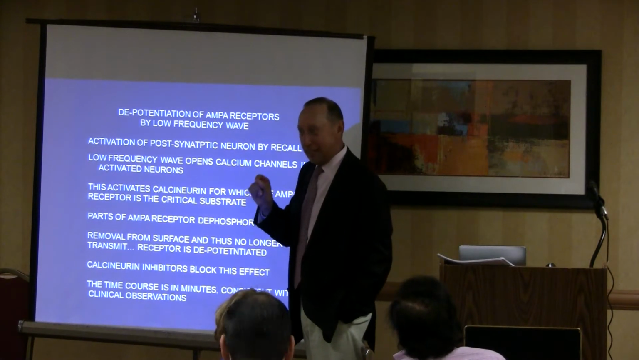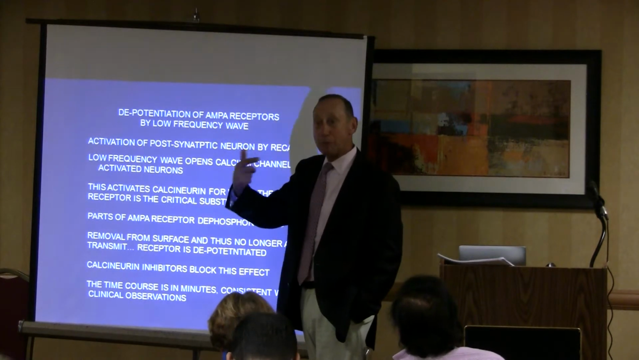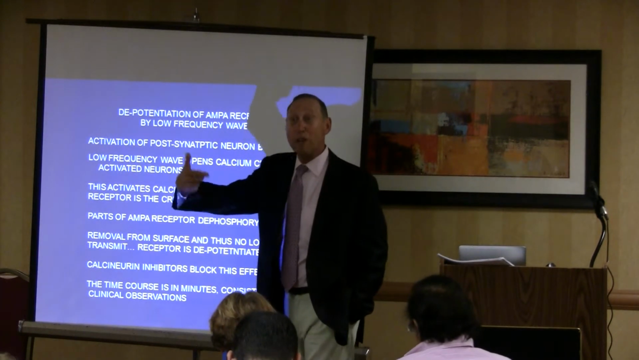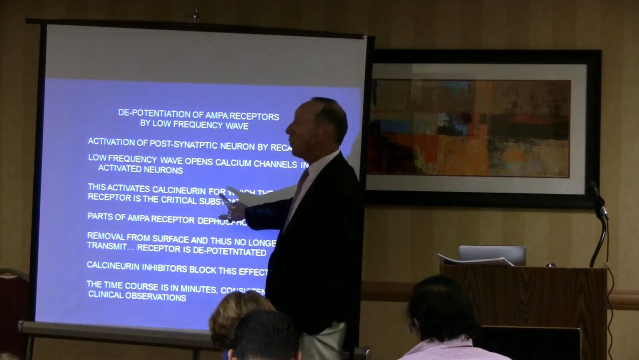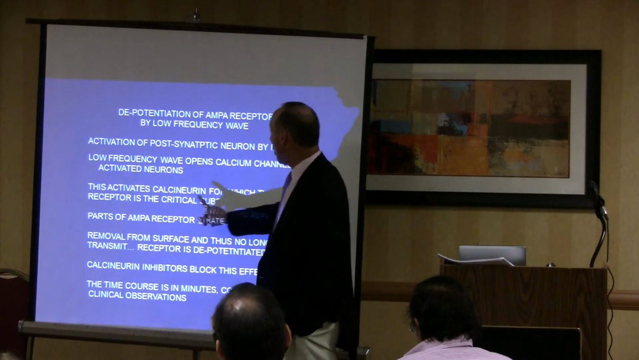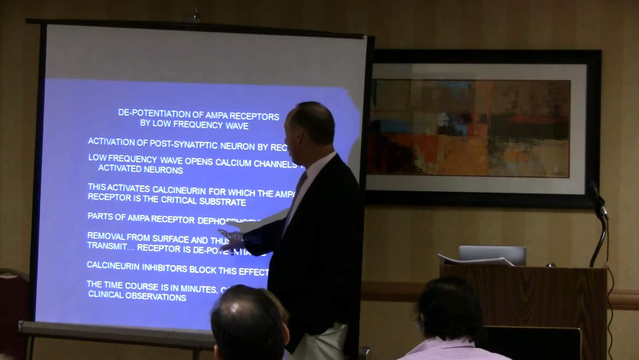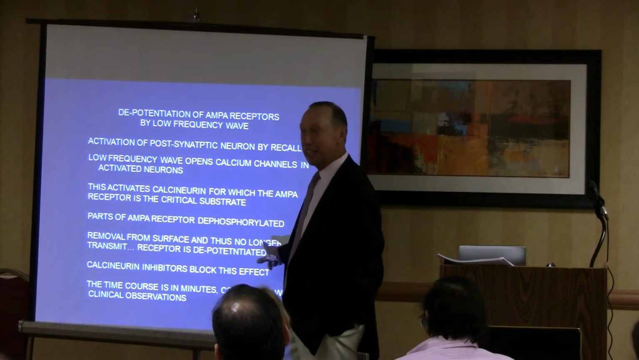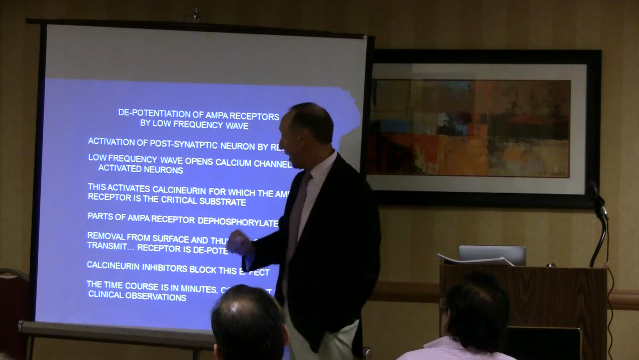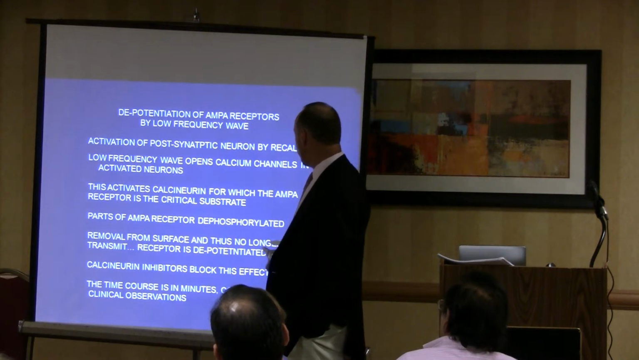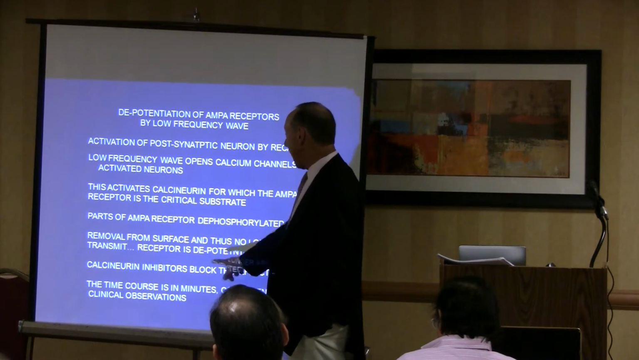The delta wave, along with GABA, which is produced by the presence of serotonin, which is produced by the presence of light touch. This activates calcineurin, which is an enzyme for which the AMPAR receptor is the critical substrate. Parts of the AMPAR receptor are dephosphorylated. It causes a depotentiation or an internalization of the AMPAR receptor. Removal from the surface, and thus no longer able to transmit, the receptor is depotentiated.